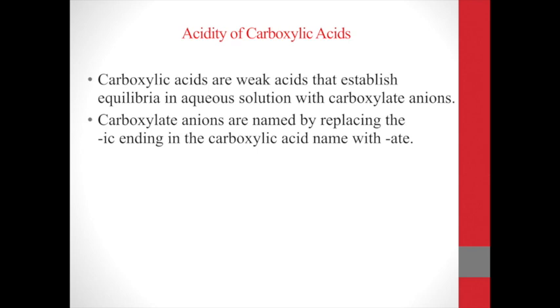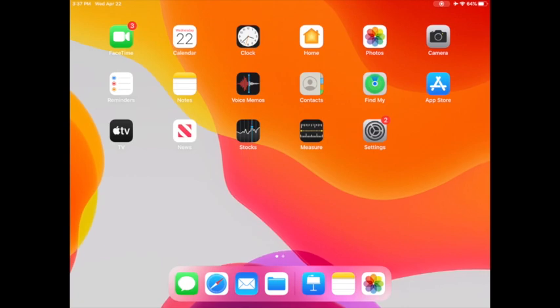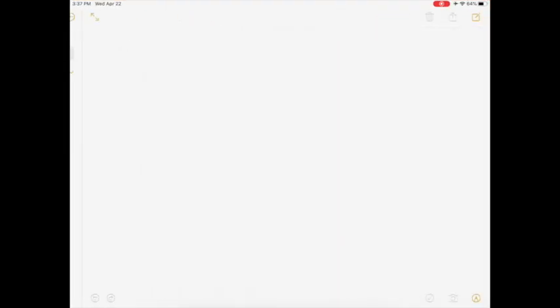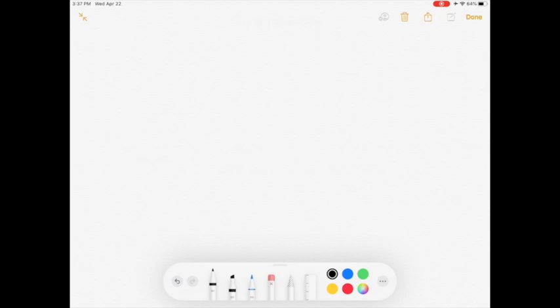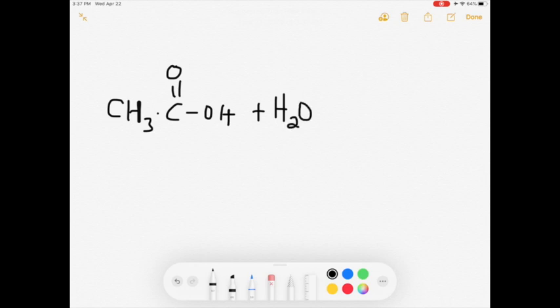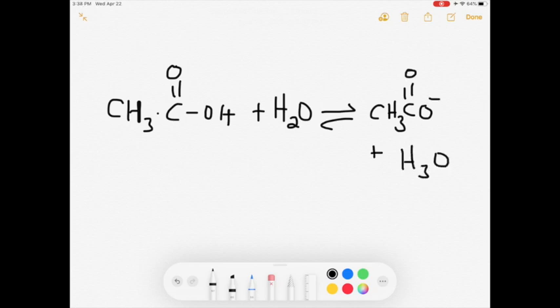Carboxylic acids establish equilibria in aqueous solution with carboxylate ions, and I kind of mentioned that at the very beginning of chapter 6. But just to give you an idea here what that looks like. Okay, so here we have acetic acid. Put it into the water. And again, it'll establish an equilibria because the hydrogen is going to come off. And so we're going to get a negative ion, and the water is going to accept that hydrogen. And so we get a positive there. So this is the carboxylate ion.